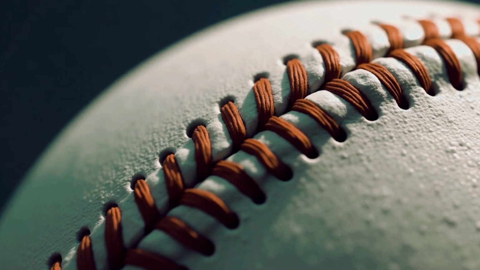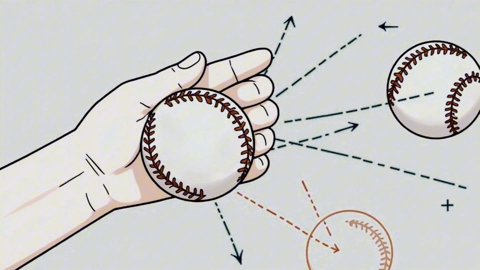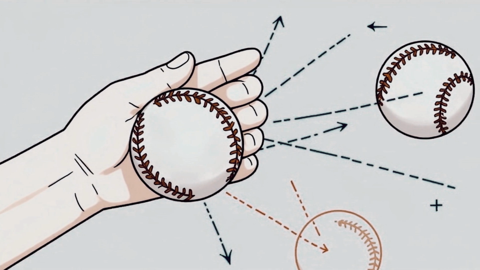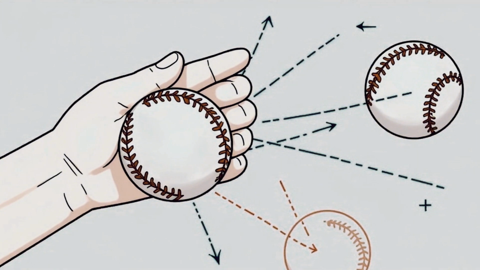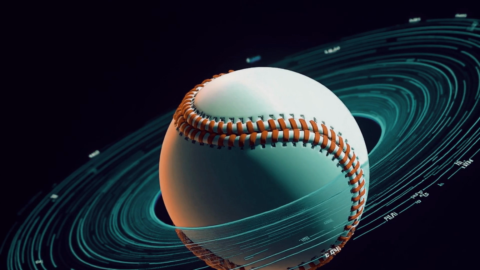The baseball seam represents a critical point of contact and control for the pitcher. Each pitch involves a repetitive motion, emphasizing the importance of consistency in grip and release. The seam's orientation influences the ball's trajectory and spin, affecting the pitch's movement.